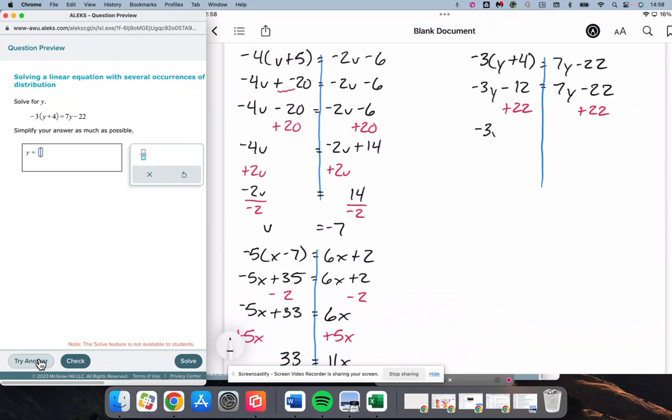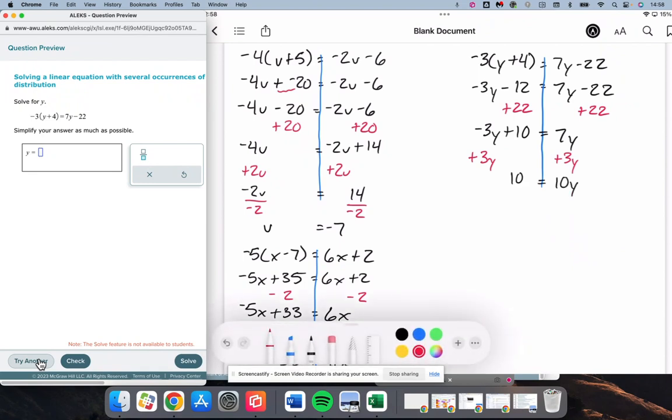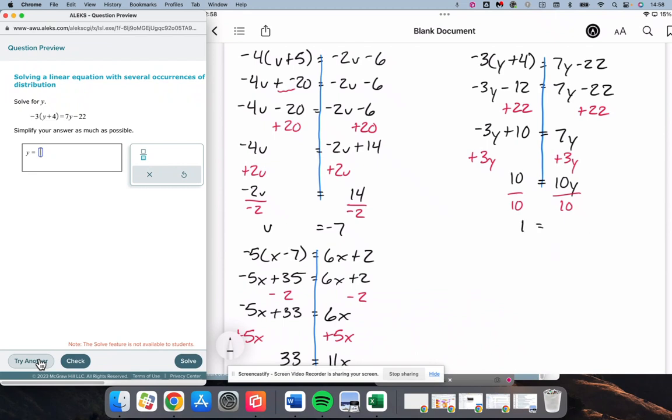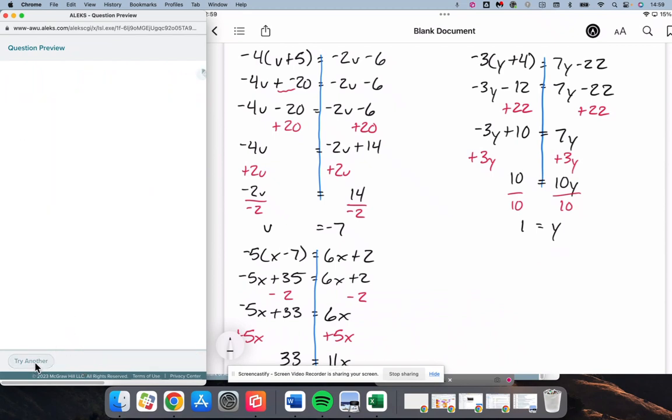So -3y plus 10 is equal to 7y. We want the variables on one side, the numbers on the other side, so I need to add 3y here to move the variables onto the right and keep the numbers on the left. We're going to have 10 is equal to 10y. We see that we're multiplying y by 10. We need to divide both sides by 10 then. And we get y, or 1, is equal to y. One more.